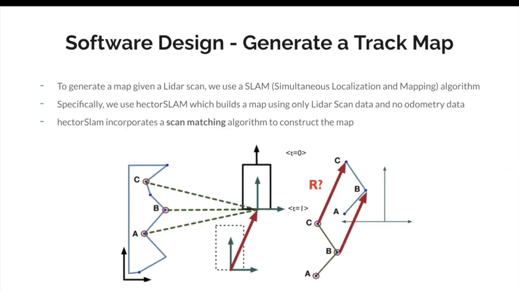So the first thing we want to do is generate a track map. And we're going to do this using a simultaneous localization and mapping algorithm, specifically Hector SLAM. Hector SLAM will build a map for us using only LiDAR scan data and no odometry data. And this simplifies the process of obtaining a map for us.